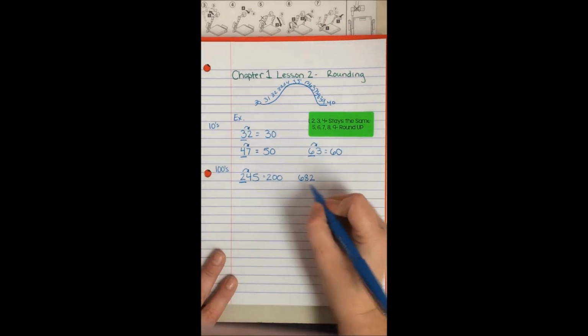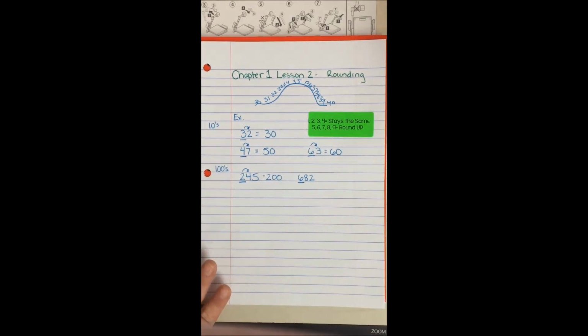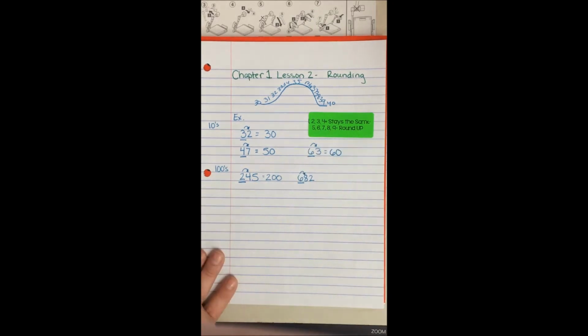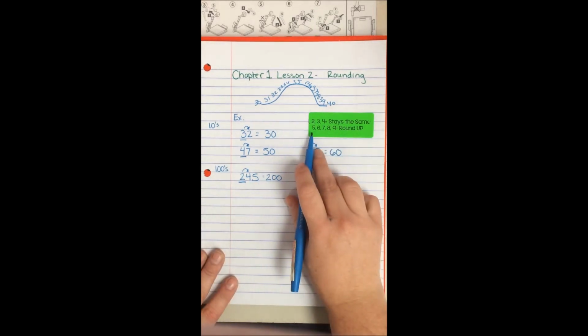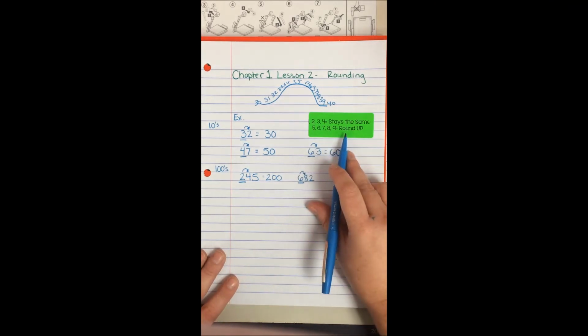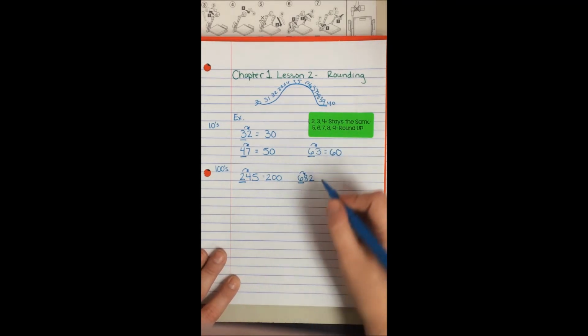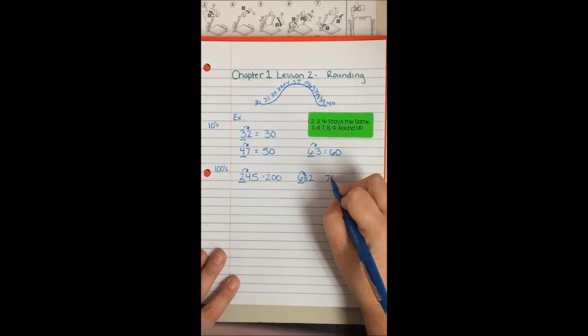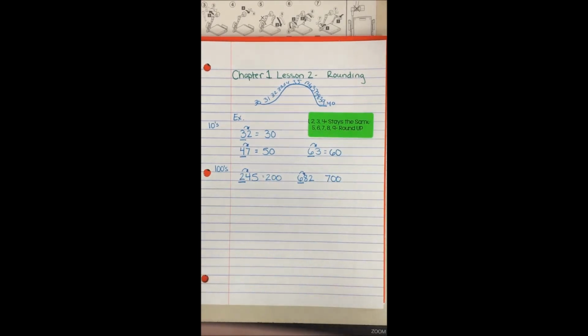682. I underline my value in the hundreds place because we're rounding to the hundreds. I look next door, and I have an 8. Since the 8 falls in the 5 through 9 category, I'm going to have to round up. So my 6 is going to become a 7, and then my 2 extra digits become zeros. This process follows through for all of the place values.